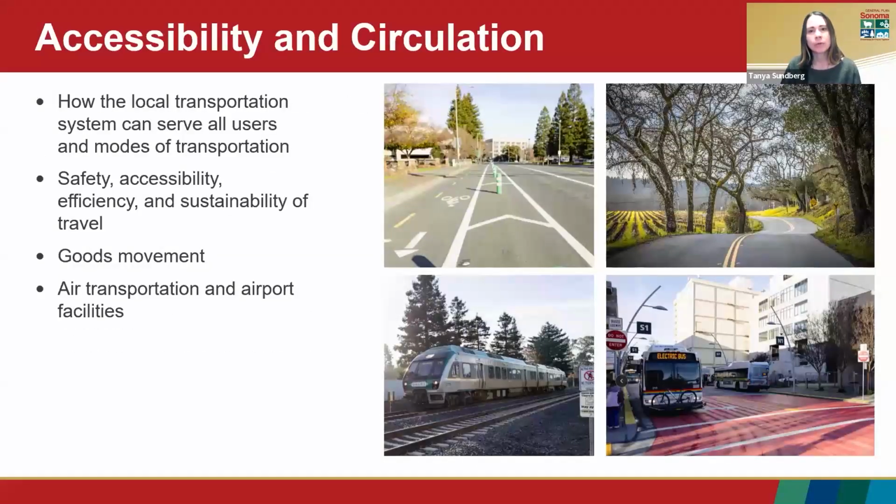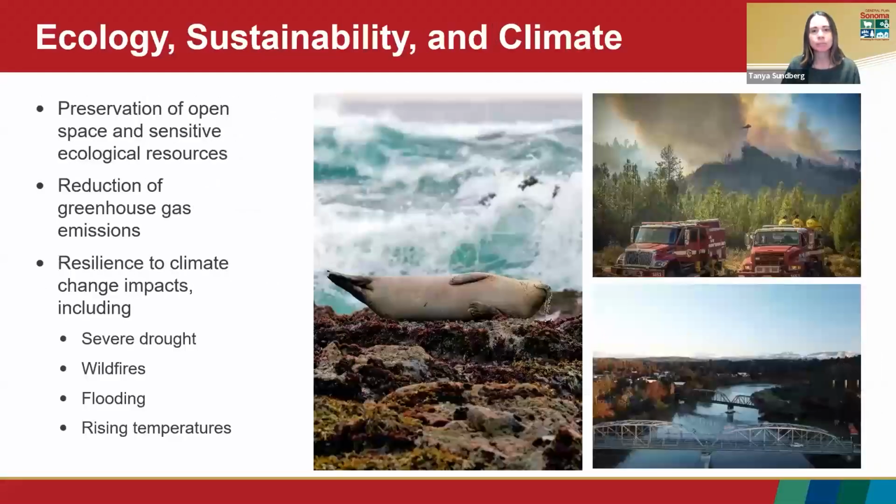We're also asking community members about how the local transportation system should serve different types of transportation, including cars, bikes, pedestrians, transit, and other modes. We want to consider how safe, convenient, and sustainable it is for people to travel using all of those modes, along with goods movement, which basically just means how commercial products are moved throughout the county, along with airports.